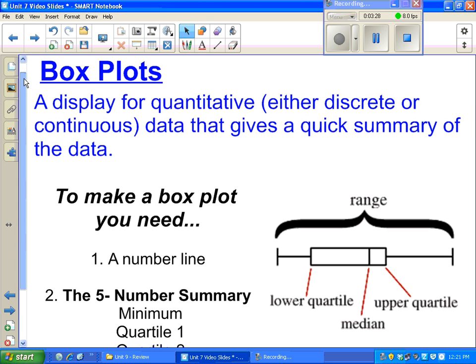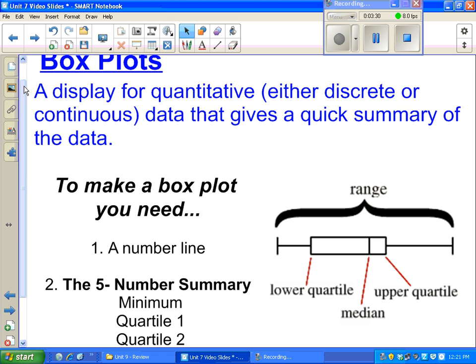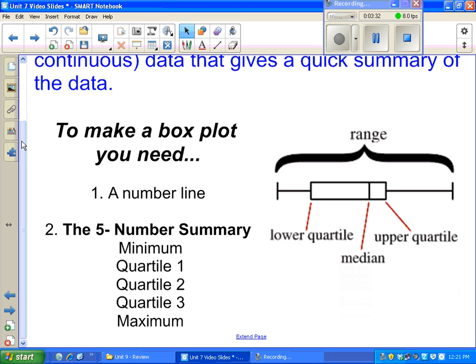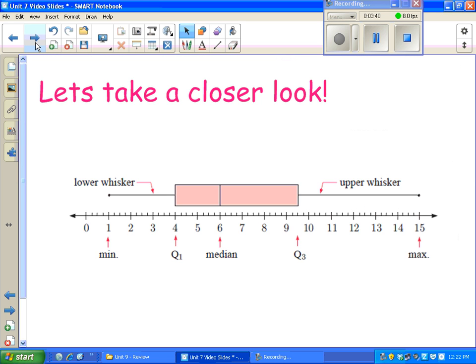All of this information was important, especially when we talked about box plots. And box plots, remember, sometimes they're called box and whisker plots. You need a few things. You need a number line, and you need to know your 5-number summary. And it ends up looking something like this picture right here. So here's a closer look. You can actually see the different parts.